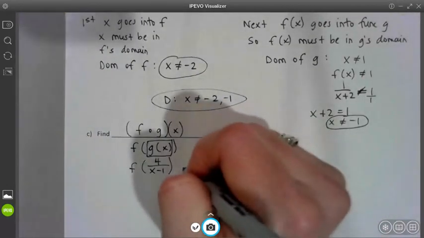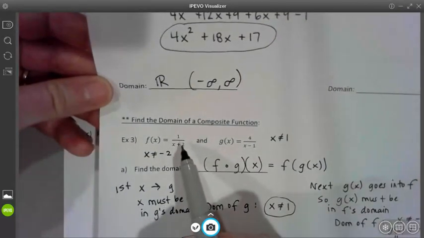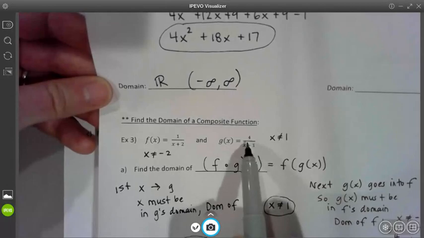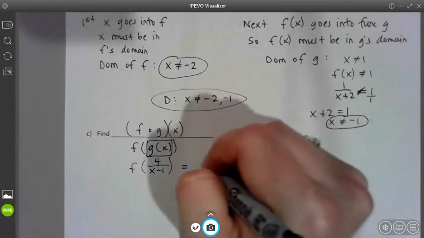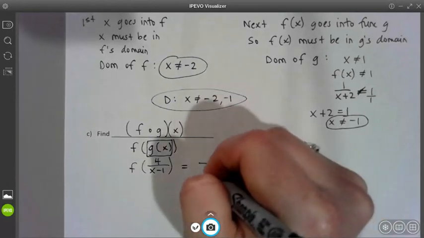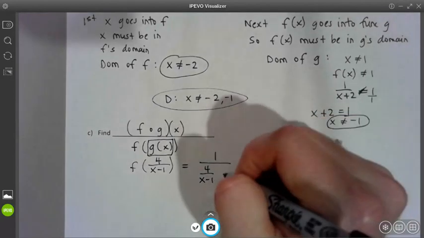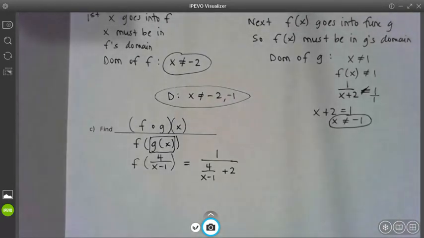So let's do that. So what is function f? If we're going to plug 4 over x minus 1 into function f, it is 1 over x plus 2. So we have to take this x out and plug this entire function in for that x. So it'll look like 1 over, take x out, put 4 over x minus 1 in, and then we still have to add that 2. Okay, so we have just plugged the entire g of x function into function f.